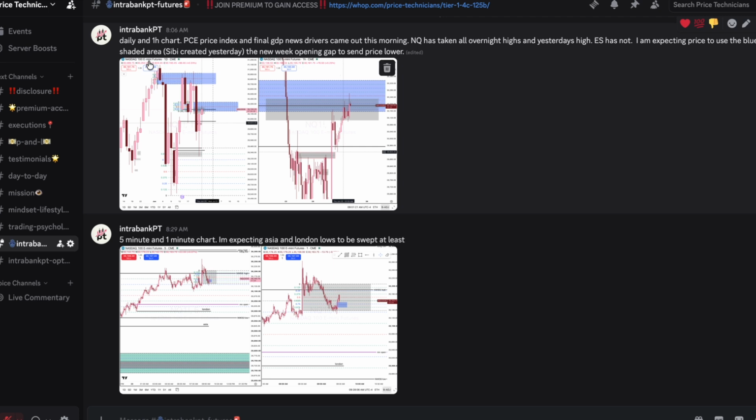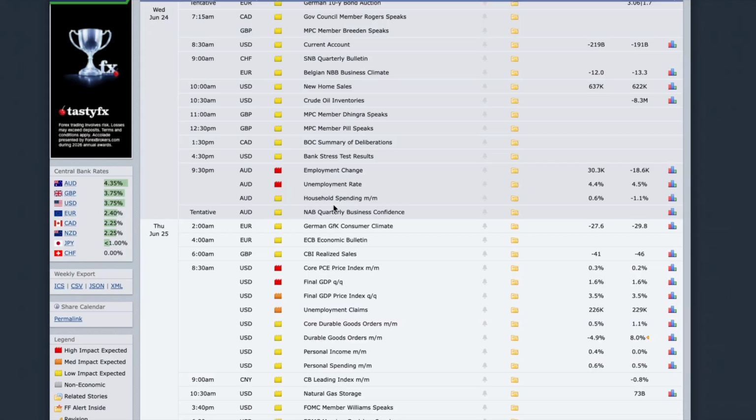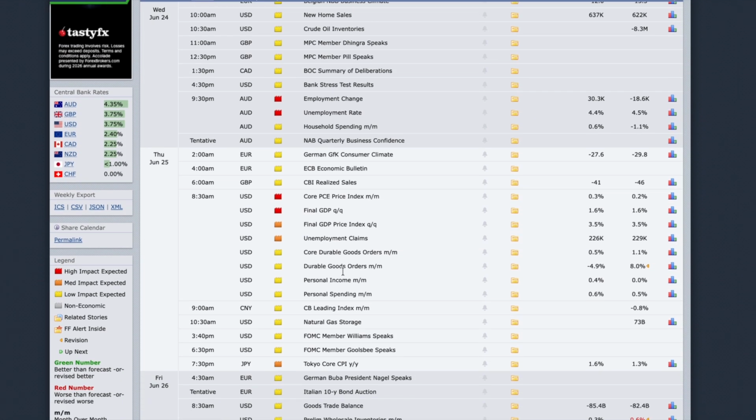So this morning in the Discord I said, here's my daily and 1 hour charts. We had PCE, price index, and final GDP news drivers come out this morning. What that means is these two high impact news drivers, the red ones, basically mean an injection of volatility into the marketplace. So we're looking to see some big price movement today.